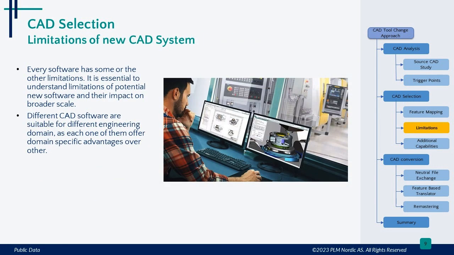Next point is limitation of new CAD system. Every software has some or the other limitations. It is essential to understand limitations of potential new software and their impact on a broader scale. Such limitations should not affect the organization's short and long-term goals.